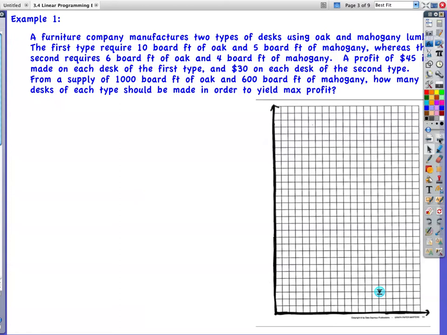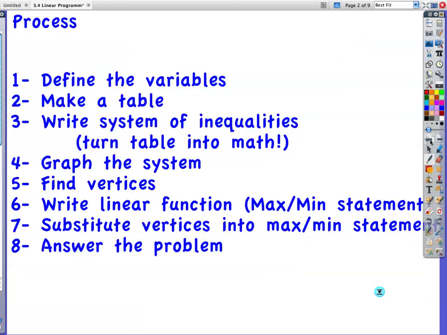Okay, so first thing we do is, Step 1, define the variables. A lot of times you can just look at the question and that will get you kind of going on what you're looking for. They want to know how many desks of each type. Okay, so you have a first type and you have a second type. I know they don't say first type and second type, but the kind of furniture is oak and mahogany. 2 different kinds of desks. You have a first desk and a second desk. So those are your variables.